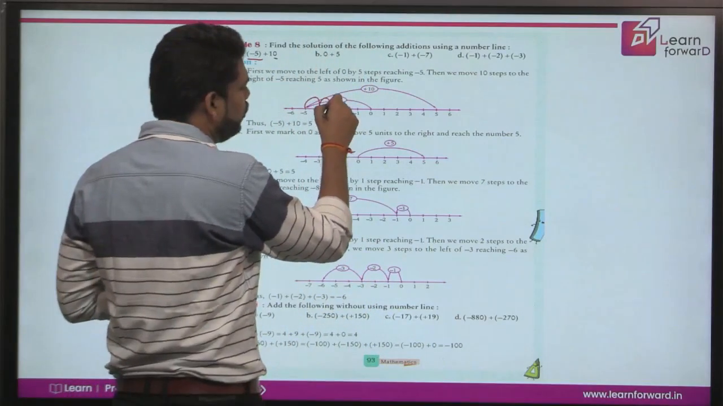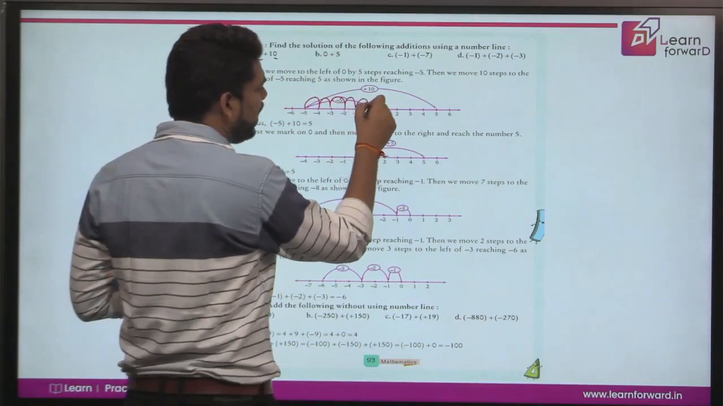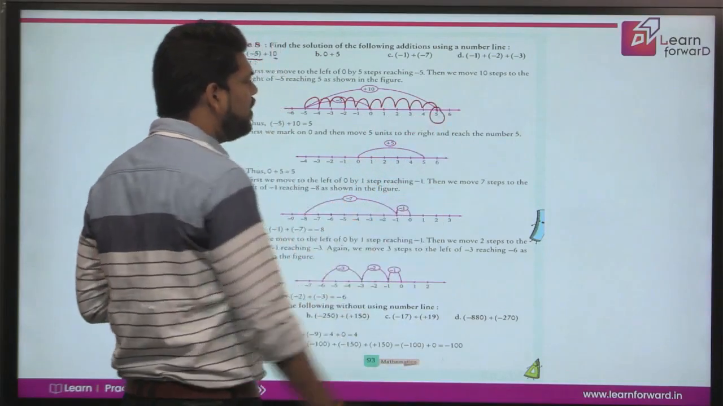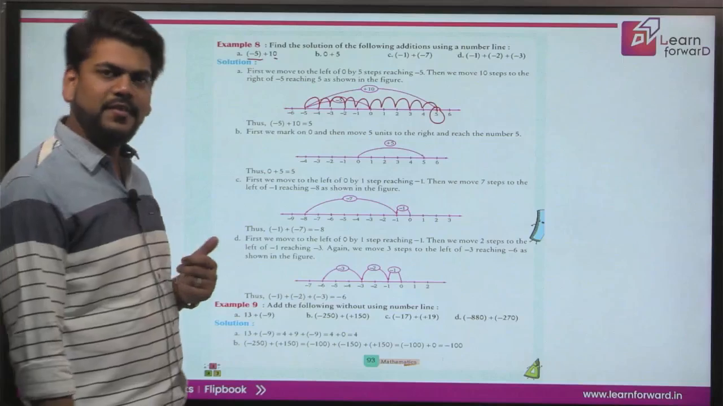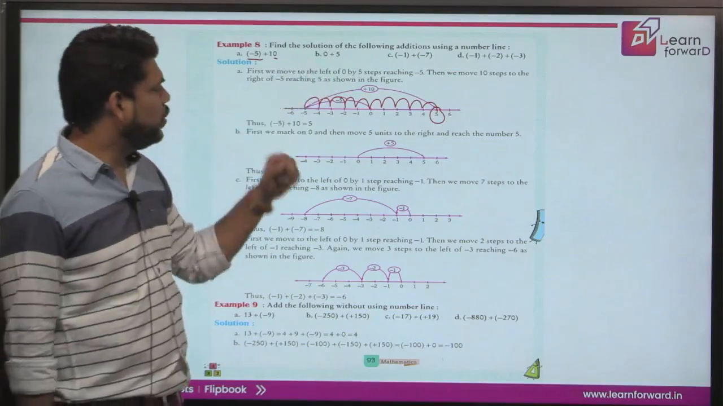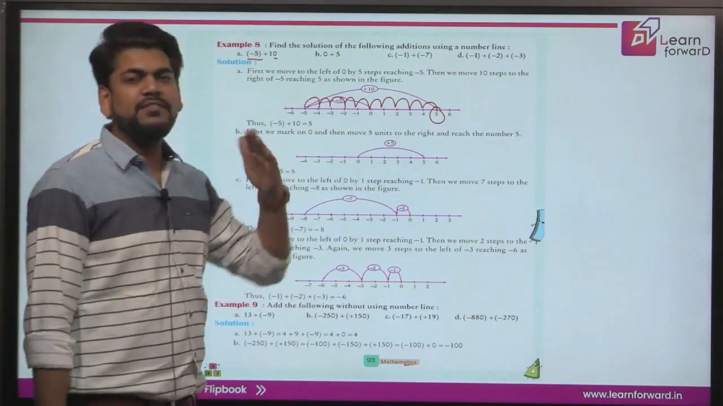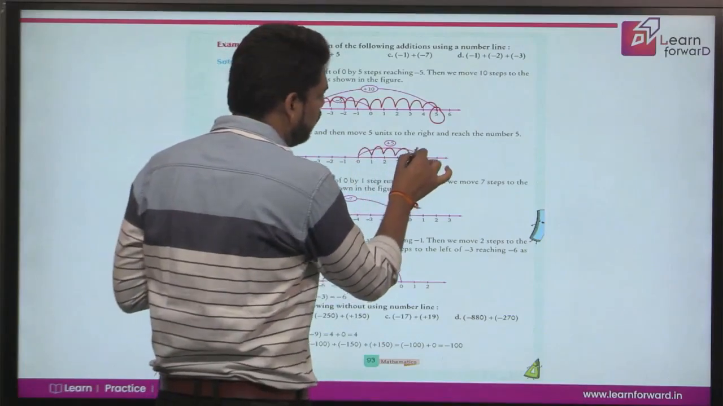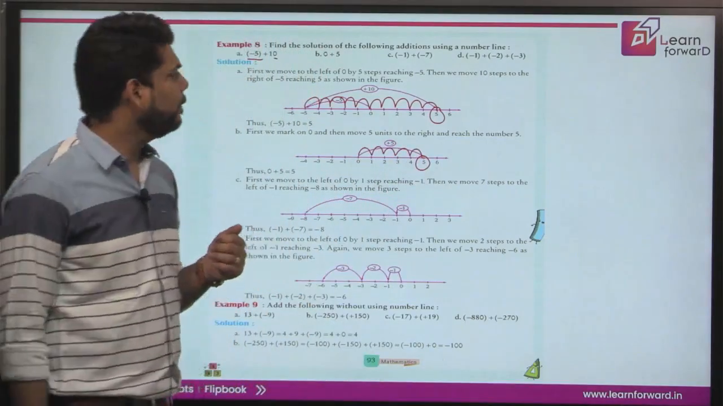One, 2, 3, 4, 5, 6, 7, 8, 9, 10. Where we have reached? 5. Fine. Next, 0. We are at 0. Plus 5. That means we are going toward the right side. 1, 2, 3, 4, 5. We are at 5. Minus 1.